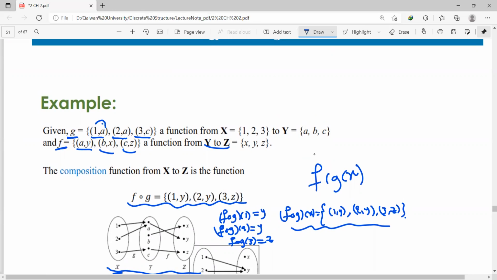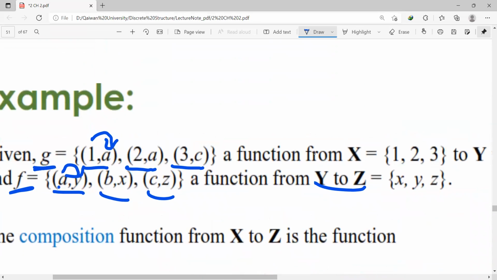Look, 1 goes to A, then A goes to Y. Okay? It means we have 1 and Y. 2 goes to A, then A goes to Y. That means 2 related to Y also. For 3, 3 goes to C, and C goes to Z. That means 3 related to Z. Okay, we have only these 3 elements in F circle G.